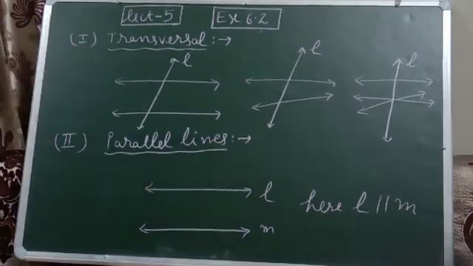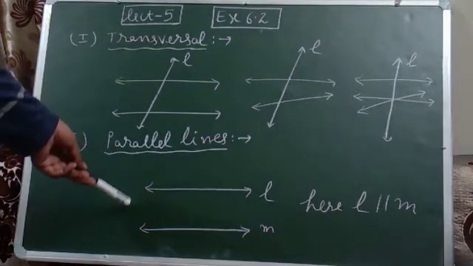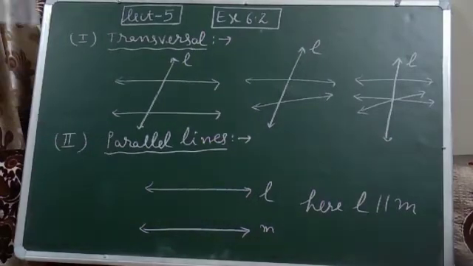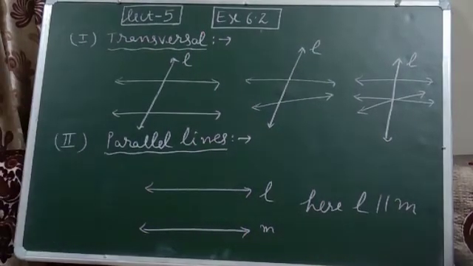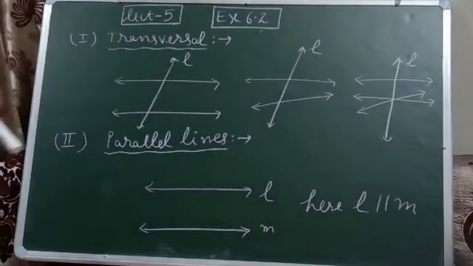Second, parallel lines. Parallel lines are those lines which never intersect each other even when extended in any direction. However far we extend the two lines, if they never cut anywhere, then we call them parallel lines. So these two definitions should be clear in your mind before starting the questions of this exercise. And the previous results of 6.1 are also used in this exercise.